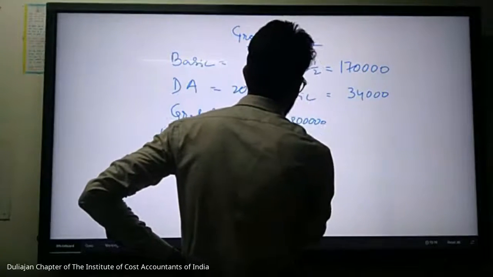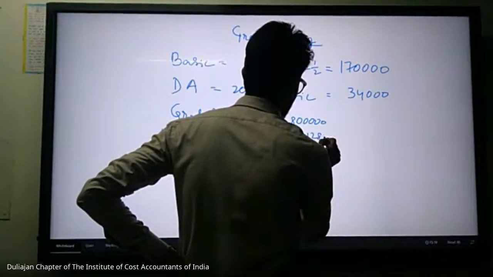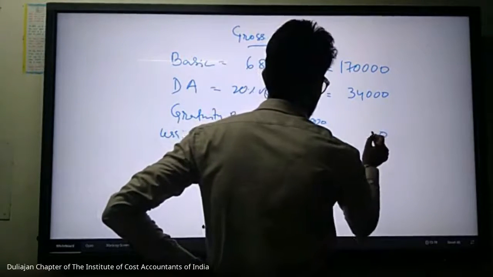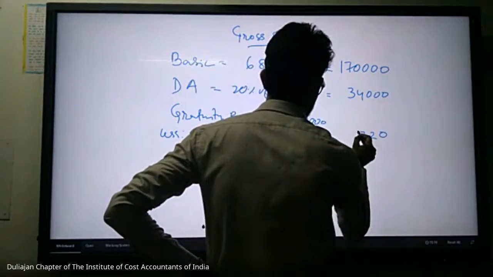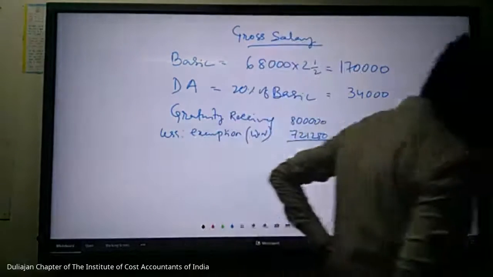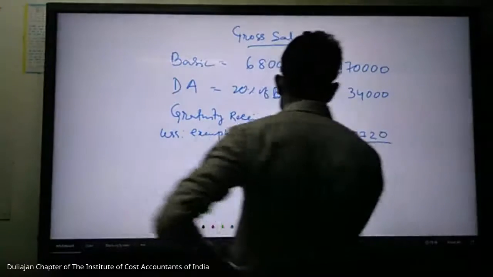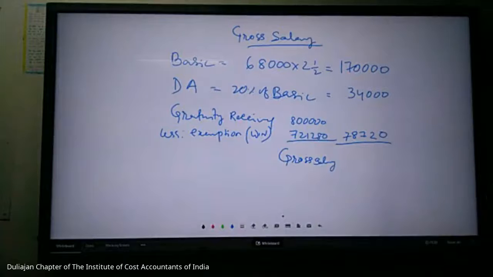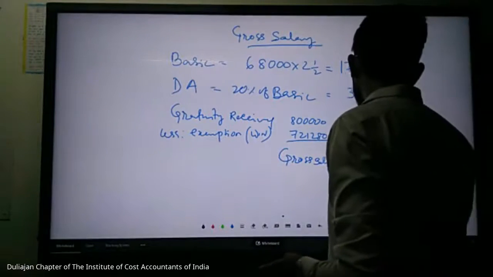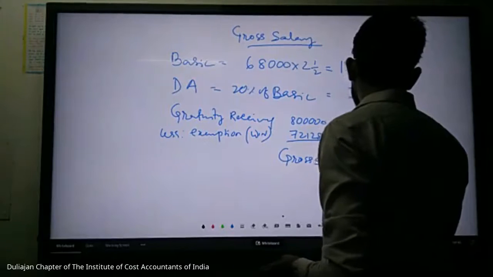So this is 721,280. So this is how much? 78,720. How much is that? So my gross salary will be how much? 78,720. Gross salary is 721,280. Okay.